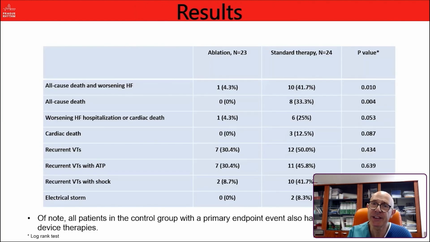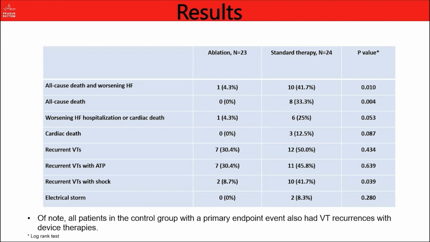Now let's go to the results of phase B. The composite endpoint of all-cause mortality and worsening heart failure occurred to a significantly lower extent in the ablation arm, 4%, versus the standard therapy arm, 10 patients, that is 41%. There was no mortality in the patients treated with ablation, versus 8% in the standard therapy. Worsening heart failure and cardiac mortality were 6-fold higher in the patients treated with standard therapy as opposed to ablation. Among the secondary endpoints, recurrent VT with shock was 8% in the ablation arm and 41% in the standard therapy arm.